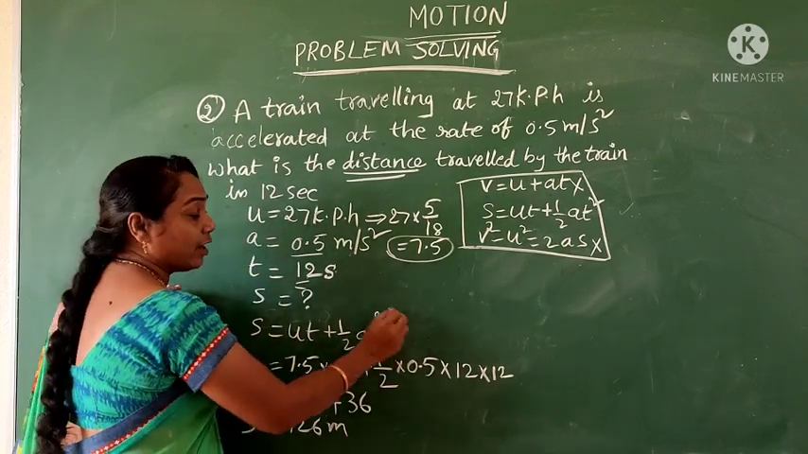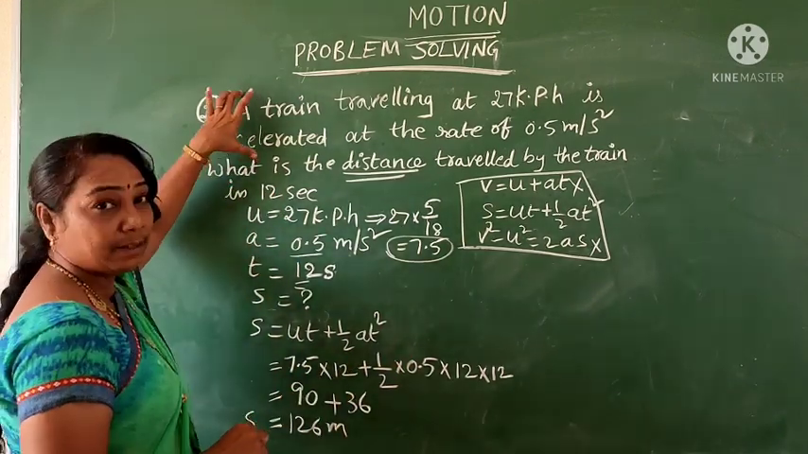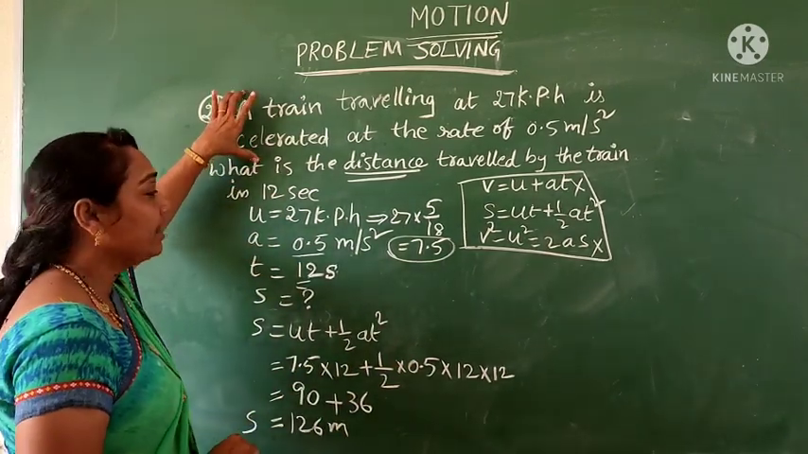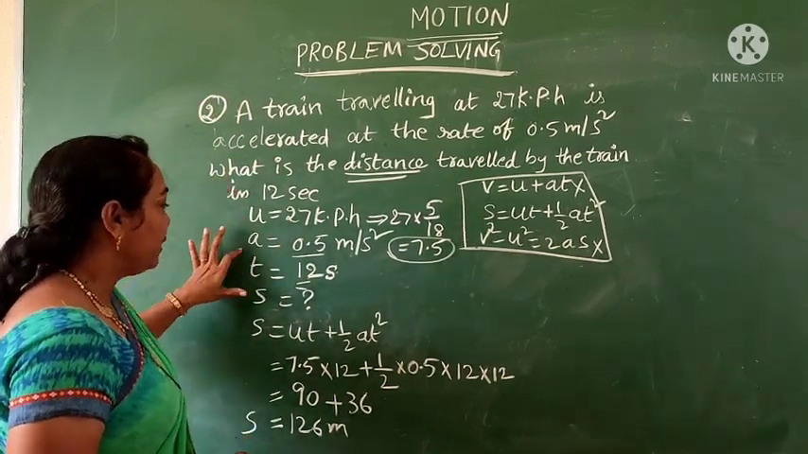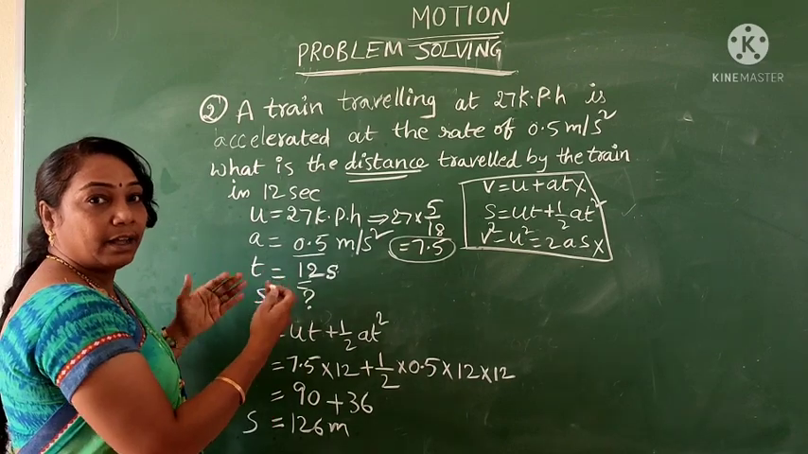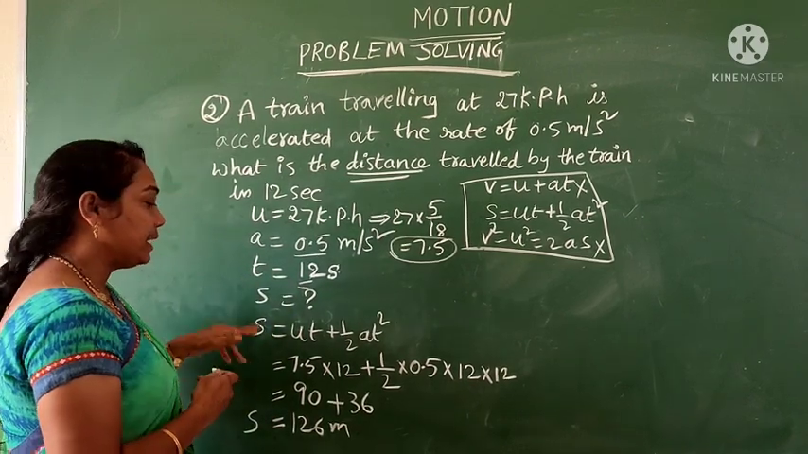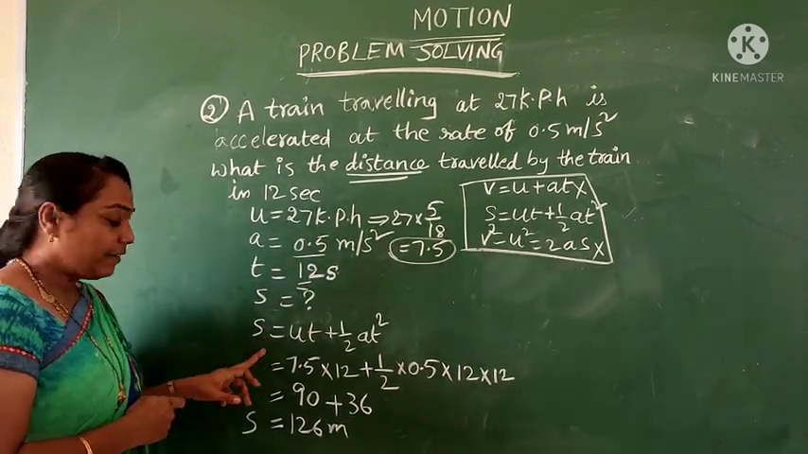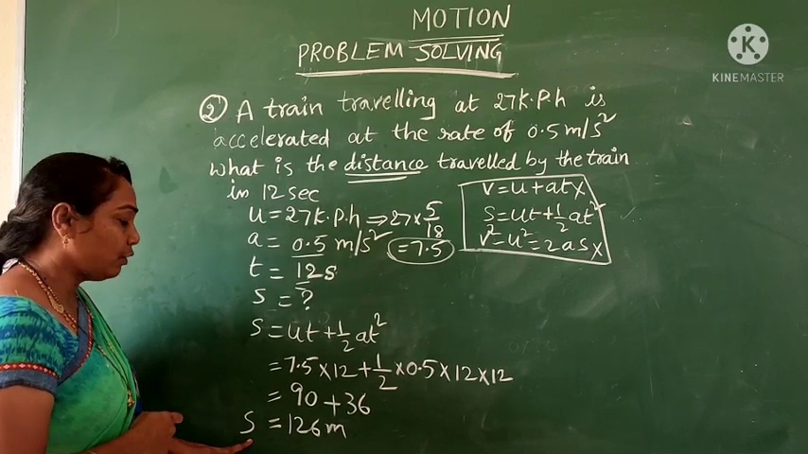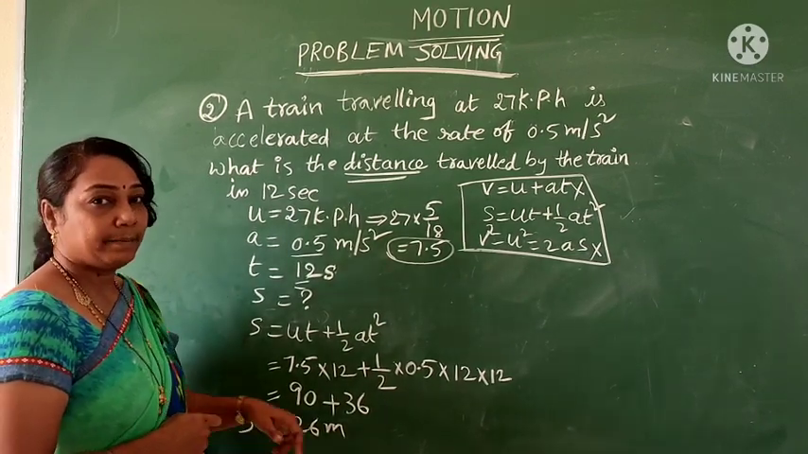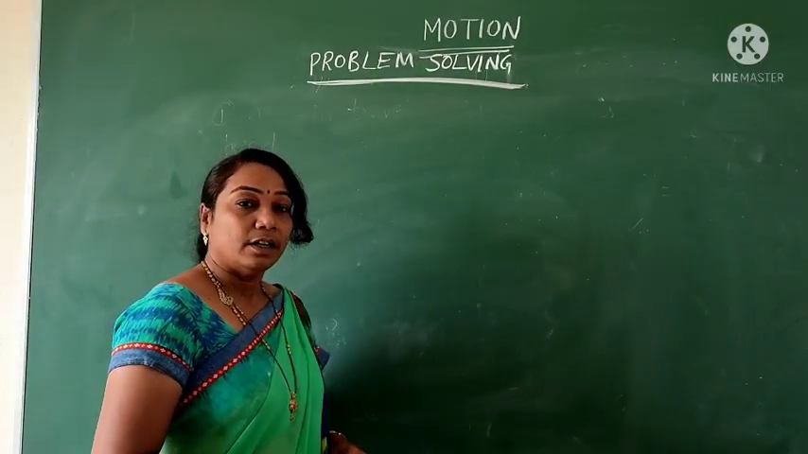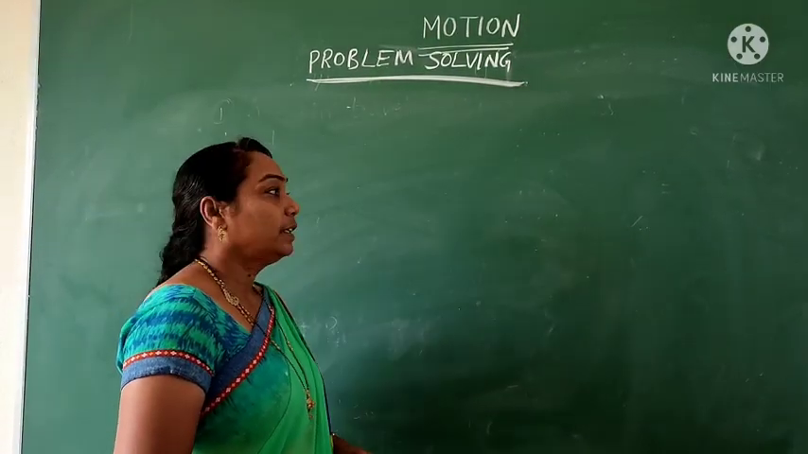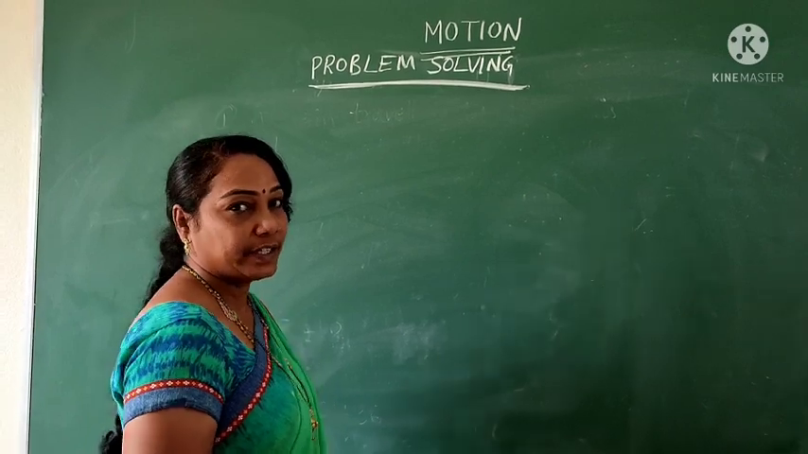Using the s equal to ut plus half at square formula, we solved this problem. Okay. Once again, I will explain. He gave u, a, t, and we substitute all these values in this equation, and finally we will get the answer s is equal to 126 meters. Okay. Do you understand? Now we will solve another problem by using these three equations.